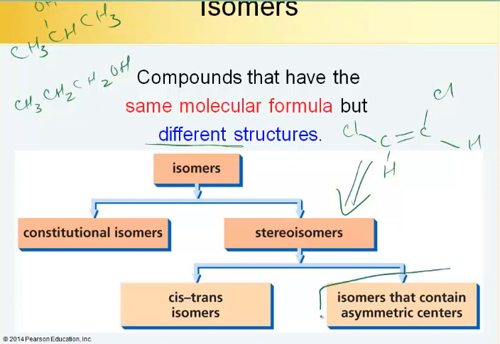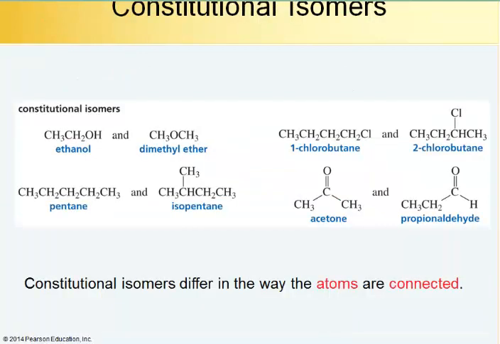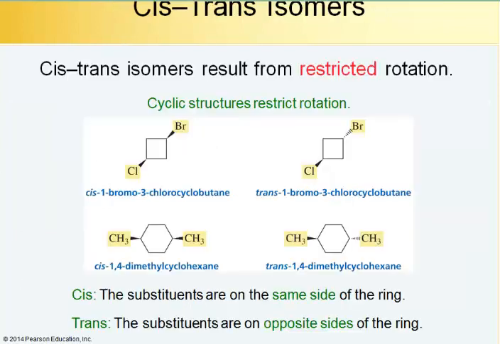And then we have these isomers that contain asymmetric centers. This is the particular group of isomers that we'll spend the most time on. But it's important to get used to some of these keywords and phrases. So when we have constitutional isomers, here's ethanol, dimethyl ether. Again, they have the same chemical formula, but the atoms are arranged differently. But then we have our stereoisomers.